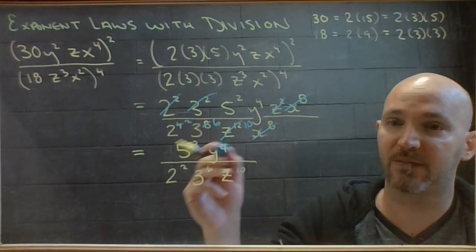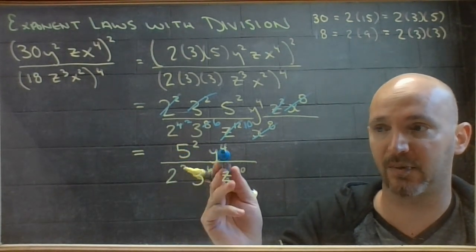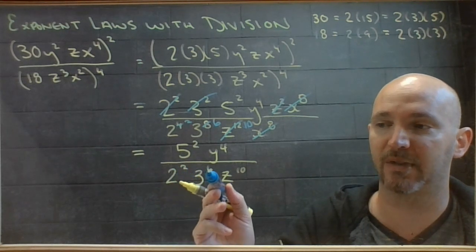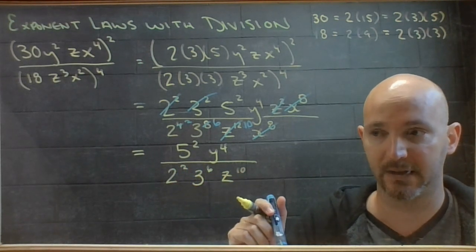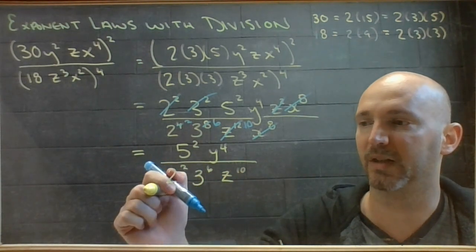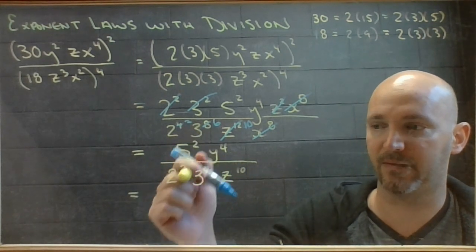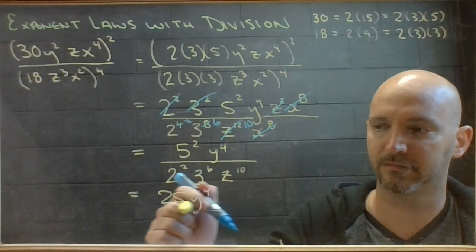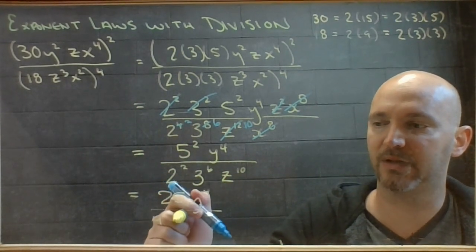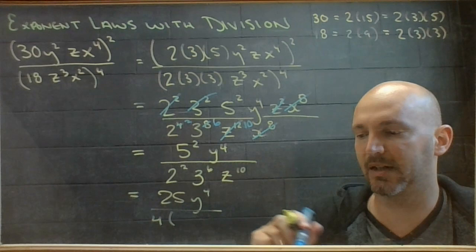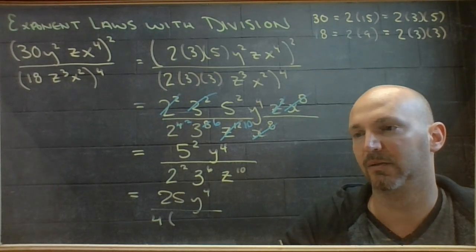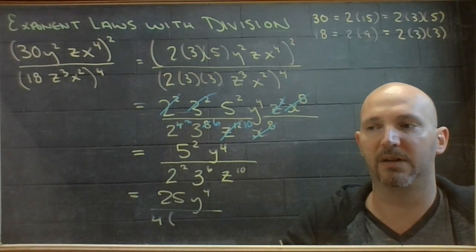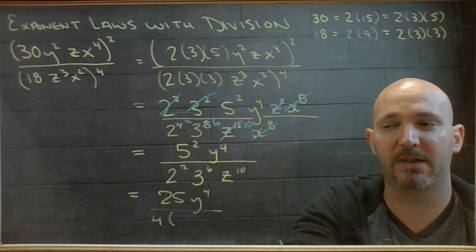So my reduced fraction then is 5 squared y to the 4 over 2 squared 3 to the 6 z to the 10. So if I were to finish that off, 5 squared is 25. 2 squared is 4, and 3 to the 6. Oh, it's 81 times 9, 729.